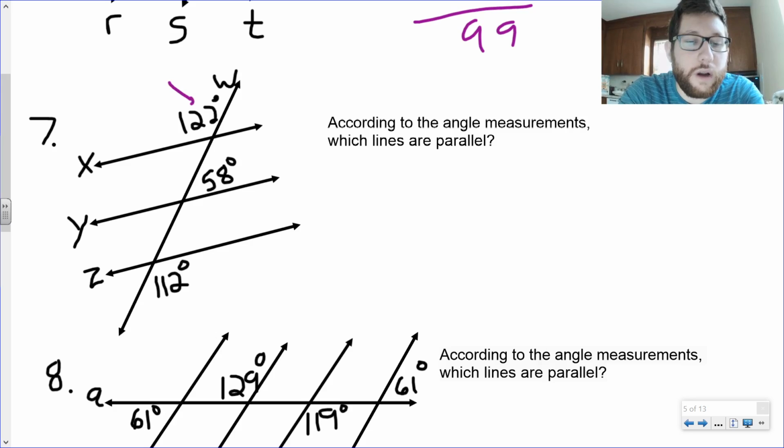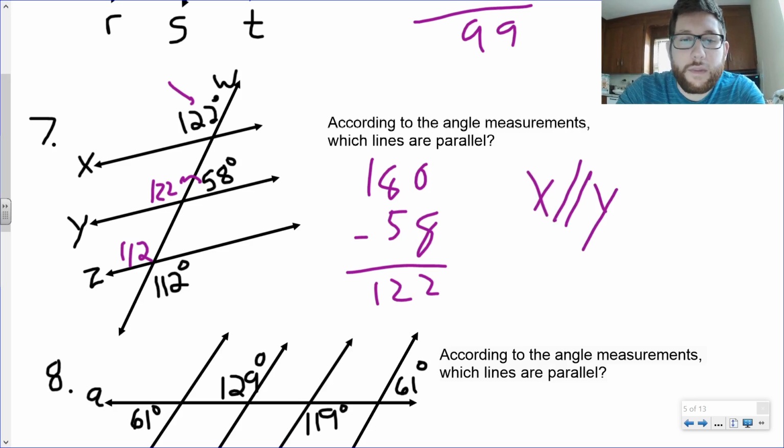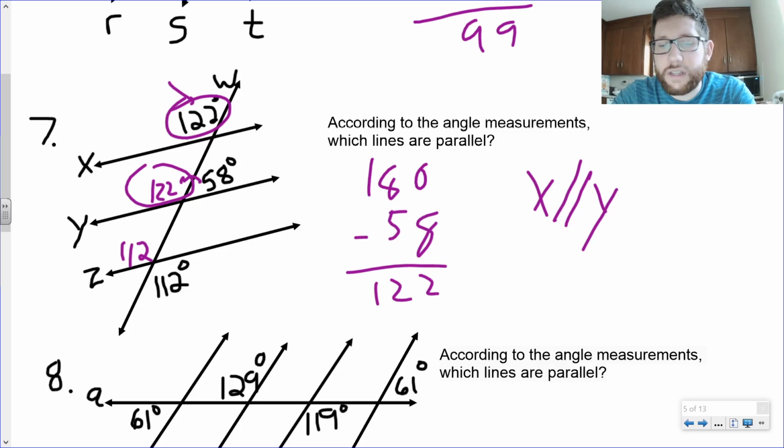So this 112, that's vertical, so that's 112. And then let's get this 58 over there. Let's solve that missing one. So 180 minus 58, and I get 122. All right, so which two match? I've got 122 and 122. I get X is parallel to Y because I've got the 122 here and the 122 there. All right, hopefully this is making a little bit of sense.